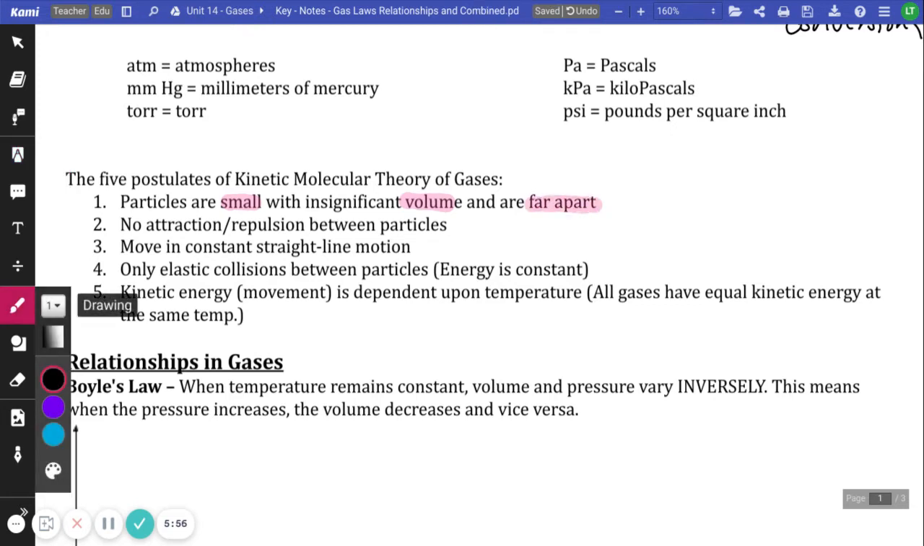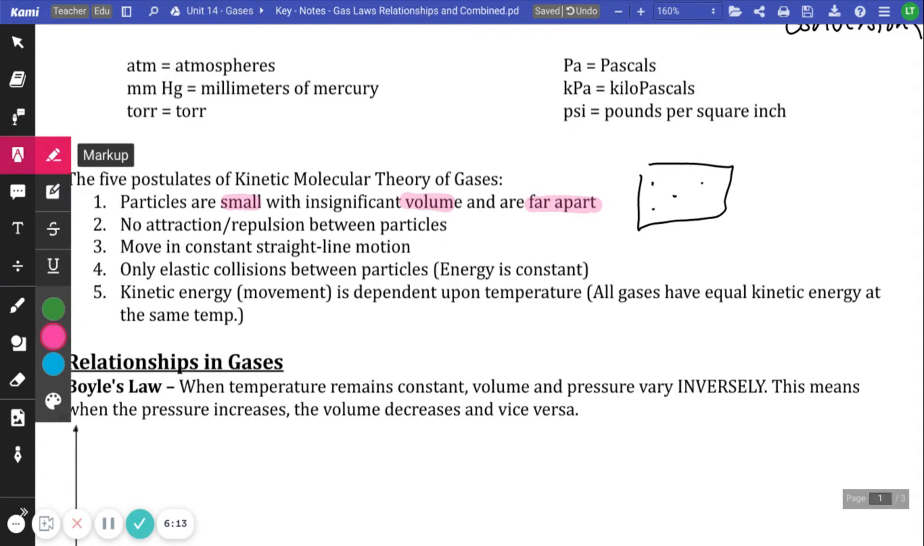What that means is, if I have a container, my gas particles are so small compared to the volume of my container that we can consider them negligible. And the space between the gas particles is huge compared to their size. Then there is no attraction or repulsion between particles. So gas particles aren't attracted or repulsed by each other. They move in a constant straight line motion, and there's only elastic collision.